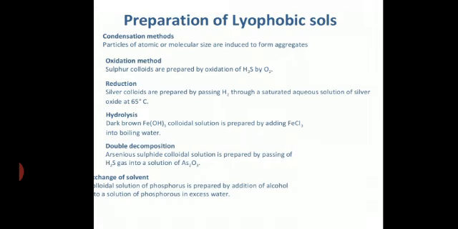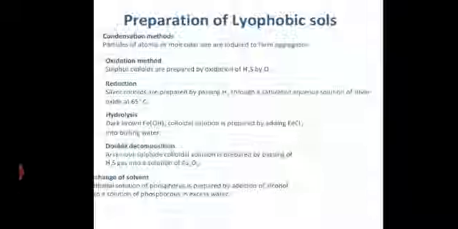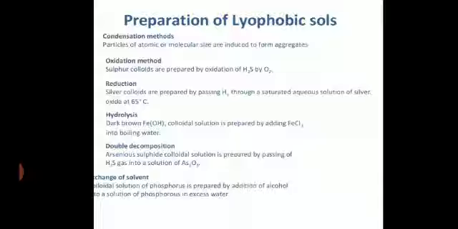Now, next is the double decomposition reaction. Here you can take As2O3 plus 3H2S will give you As2S3, colloidal solution, plus 3 water. Got it? You can see it is written there. Arsenous sulfide colloidal solution is prepared by passing H2S gas into a solution of As2O3. That is what I am telling you. As2O3 plus 3H2S will give you As2S3 plus 3H2O. As2S3 is your colloidal solution. Alright, next is your exchange of solvent.